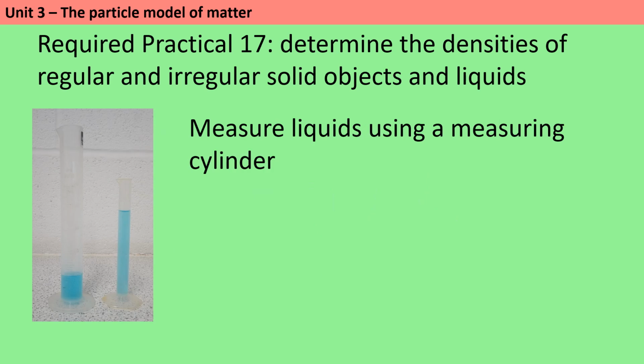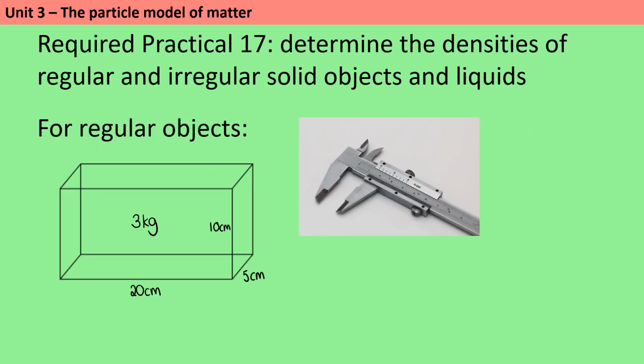You measure the volume using a measuring cylinder. So you just put it on the balance, zero the balance, pour your liquid in, and then see how much there is there, and also look at what the mass is. Nice and straightforward. For regular objects, you would either use a ruler or some calipers, as I've shown here, because they will allow you a greater degree of precision.